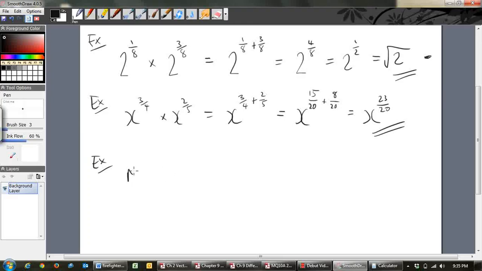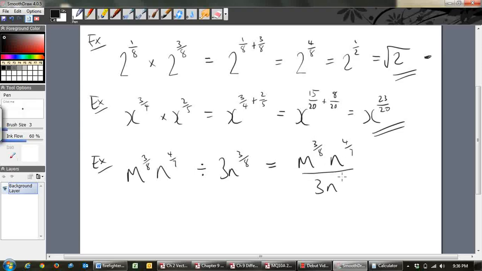Again, these look horrific, but you know, just deal with them one step at a time. Follow your instincts. Don't let it intimidate you at all. Looks horrible. If you're good with your fractions, then you'll be fine. Firstly, I hate the divide sign. Let's write this as a fraction. So that's all I'm going to do, just write it as a fraction: m^(3/8) n^(4/7) over 3 and n^(3/8).